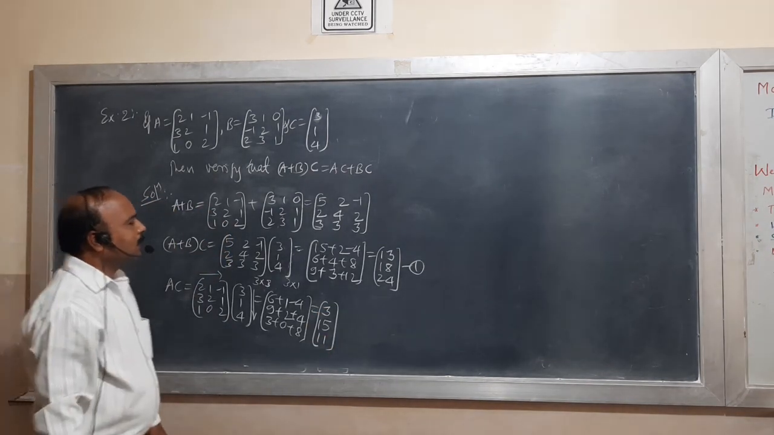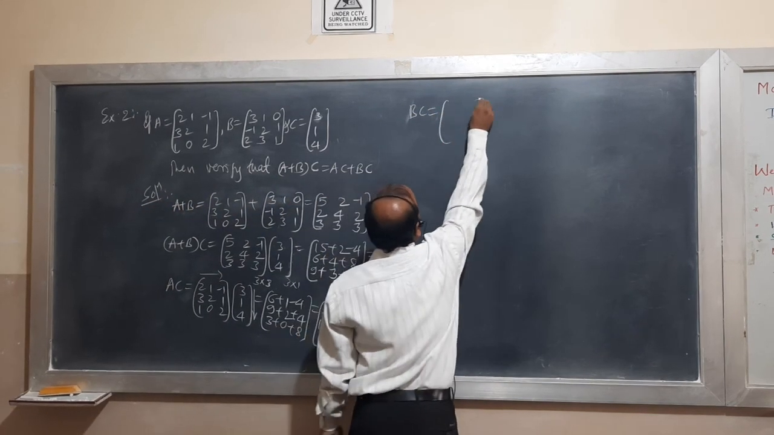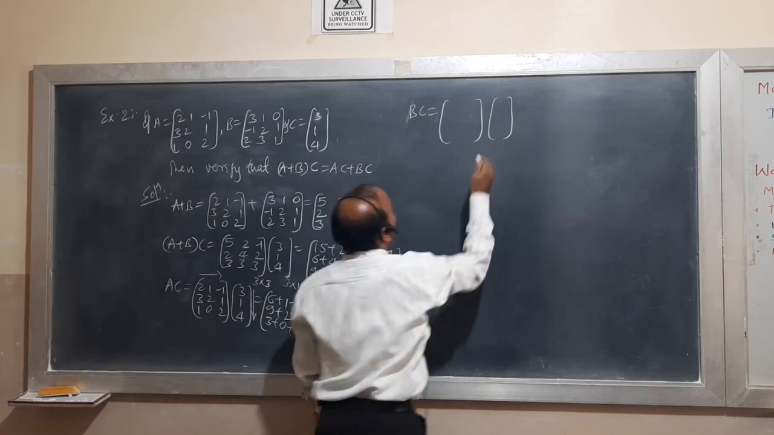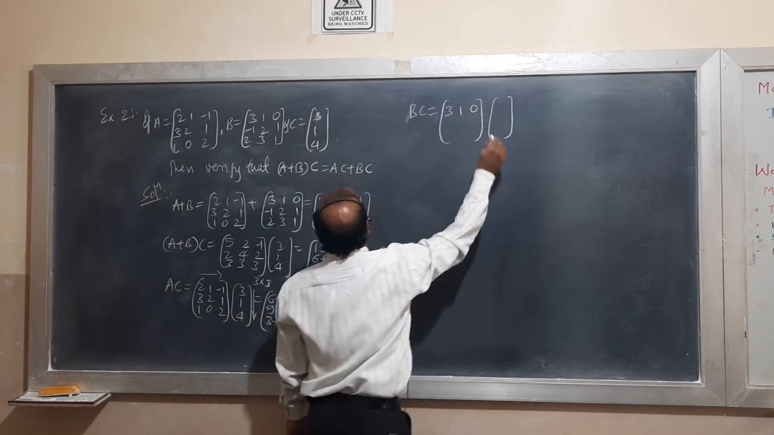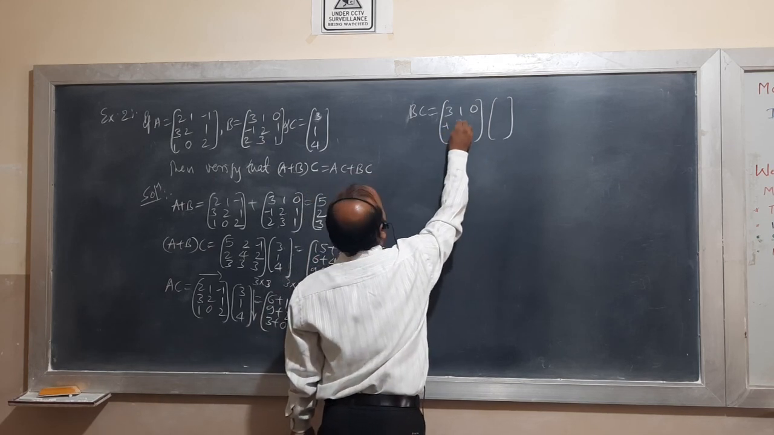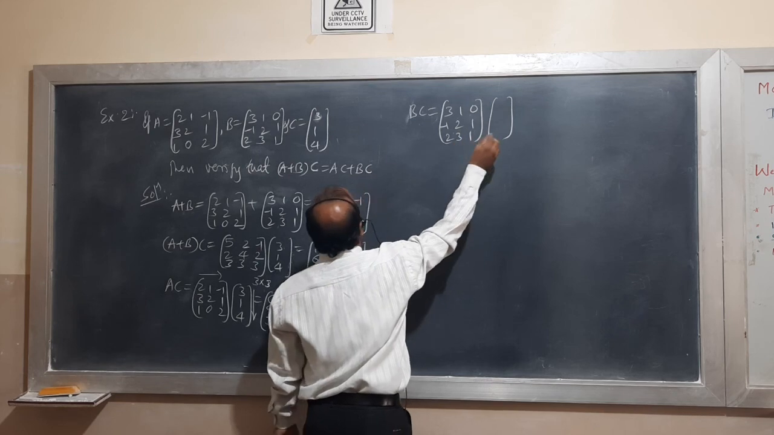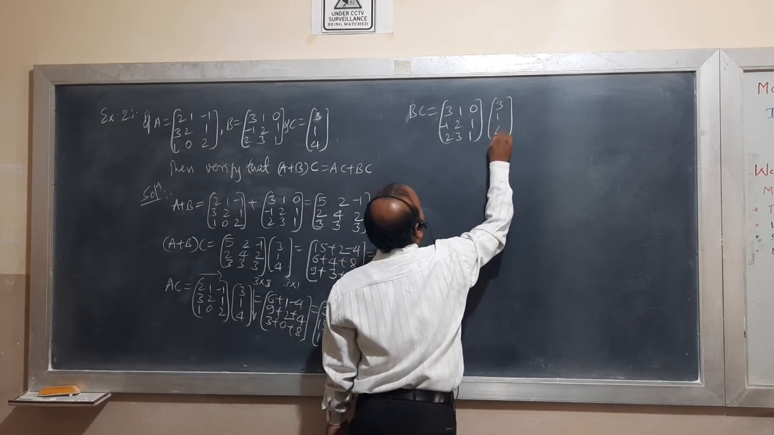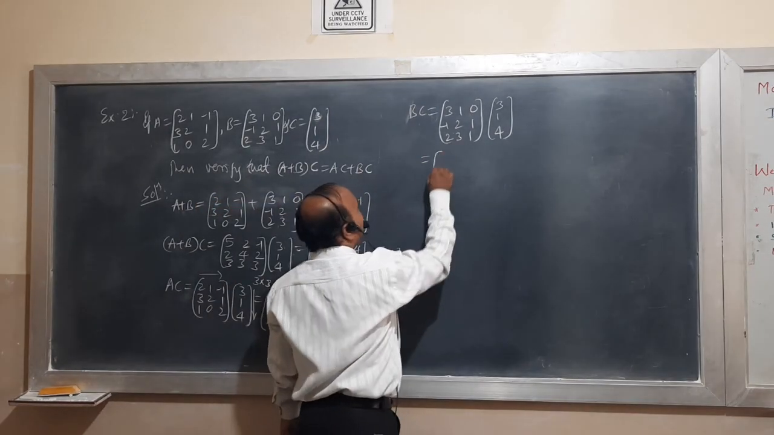Similarly, we calculate BC matrix. For that, you take B with C. B matrix is [3 1 0; -1 2 1; 2 3 1]. C is [3; 1; 4]. Again you multiply these two, row with column.